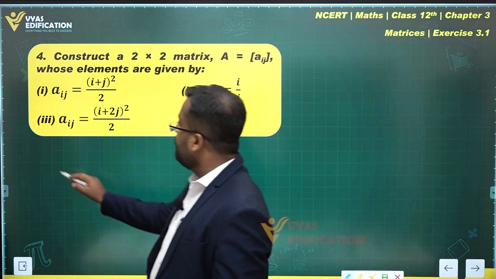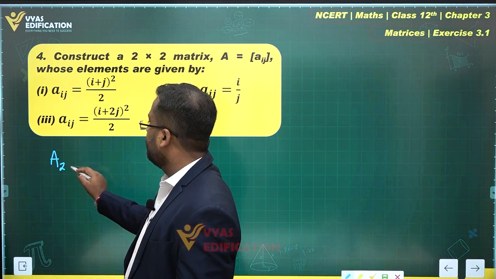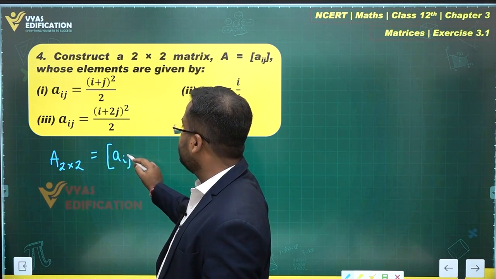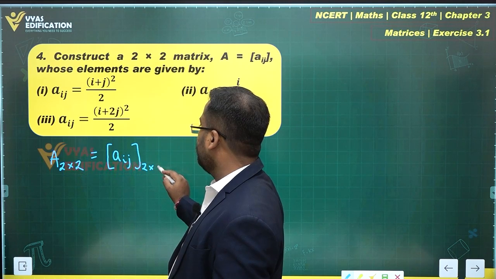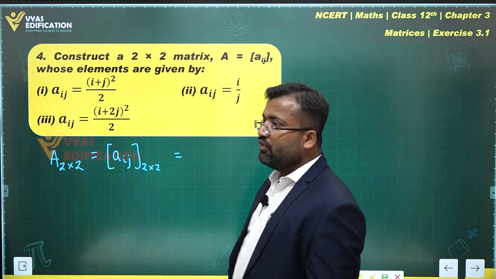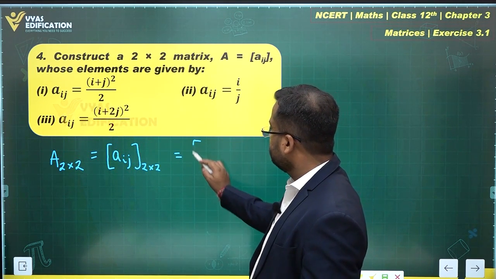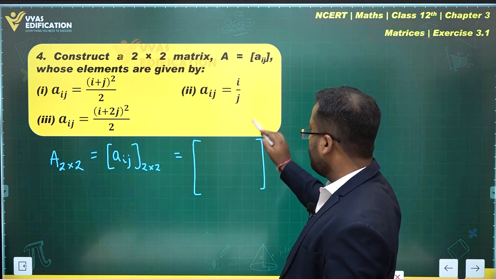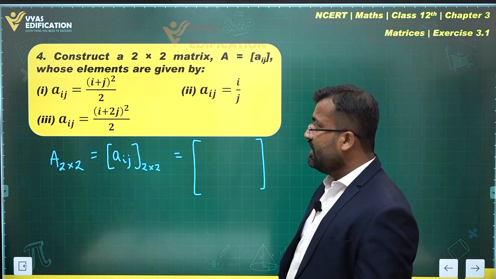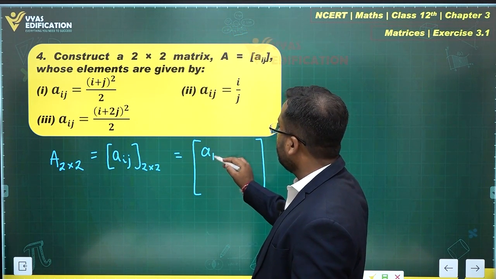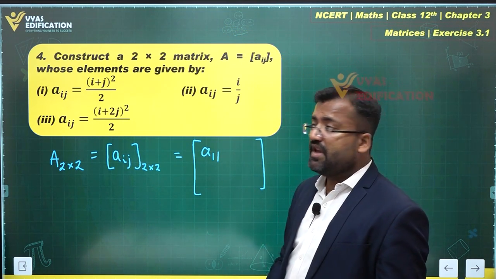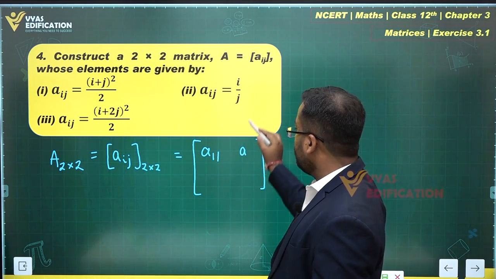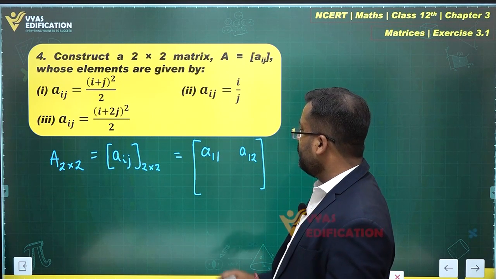A is a 2 by 2 matrix. Aij 2 by 2. So this matrix would have 2 rows and 2 columns. This matrix would have 2 rows and 2 columns. In total 4 elements. And what are the elements? The first element, first row, first column, would be represented by A11. First row, second column, the element would be A12.